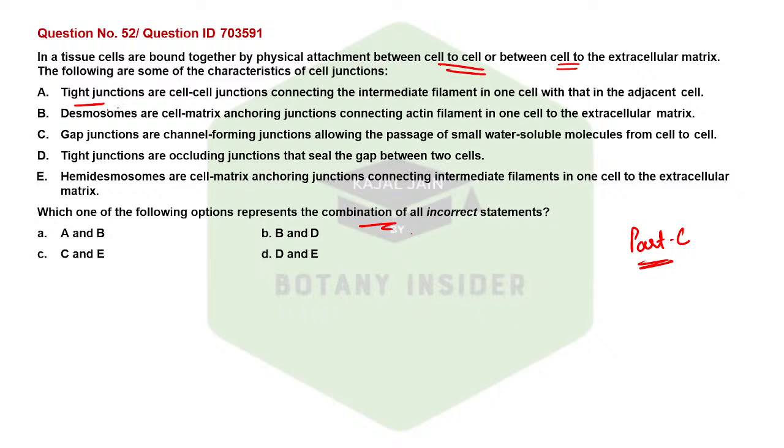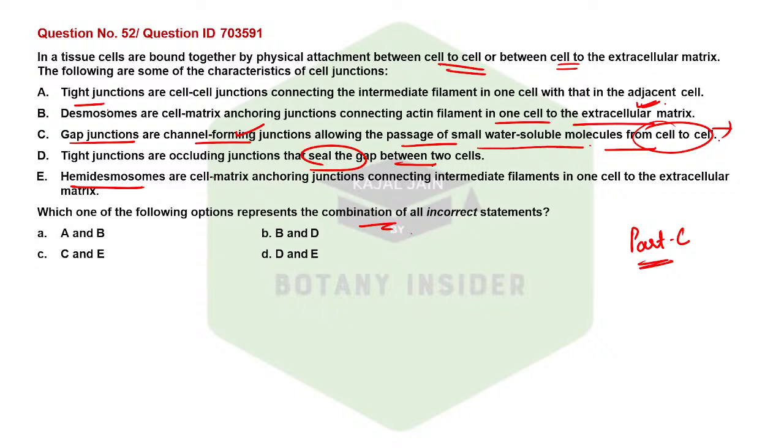First option: tight junctions are cell-cell junctions connecting the intermediate filament in one cell with that of the adjacent cell. Then desmosomes are cell matrix anchoring junctions connecting the actin filament in one cell to the extracellular matrix. Then gap junctions are the channel forming junctions allowing the passage of small water soluble molecules from cell to cell. The tight junctions are the occluding junctions that seal the gap.